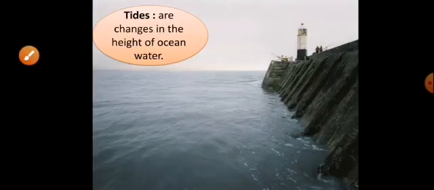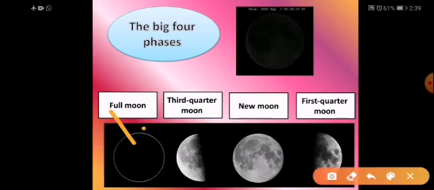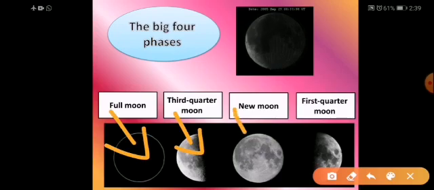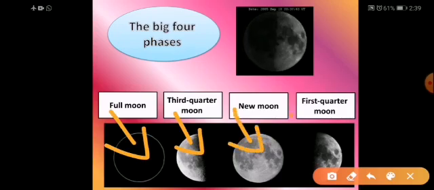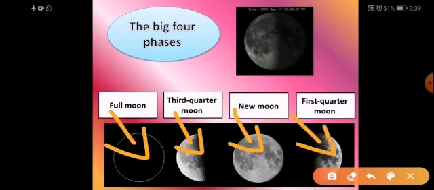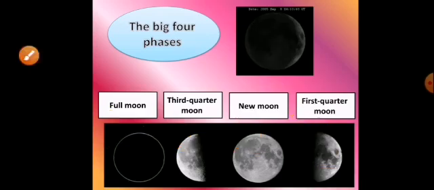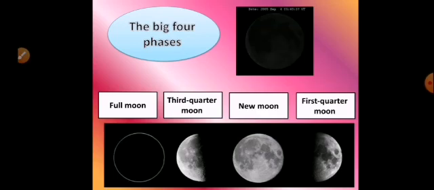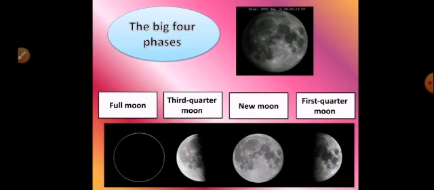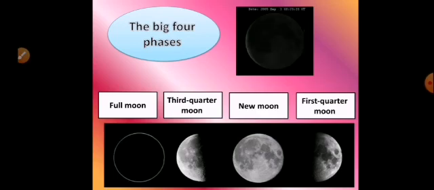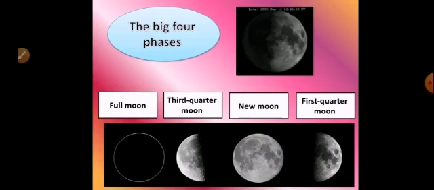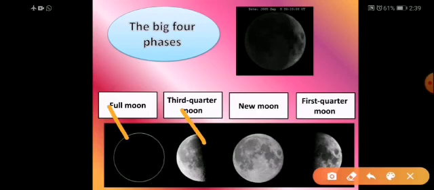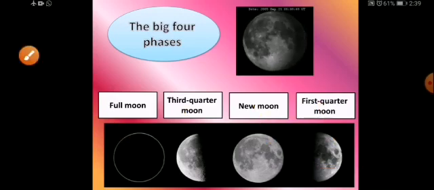Again, the first one, full moon, second one, third quarter moon, number 3, new moon, and the last one, first quarter moon. But actually, the moon has different shapes or different faces. There are about 8 faces, okay? But the big four faces, as we said before, are the full moon, third quarter moon, new moon, first quarter moon.